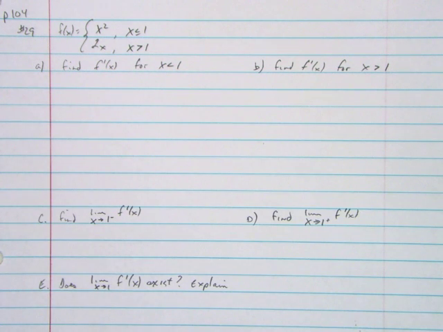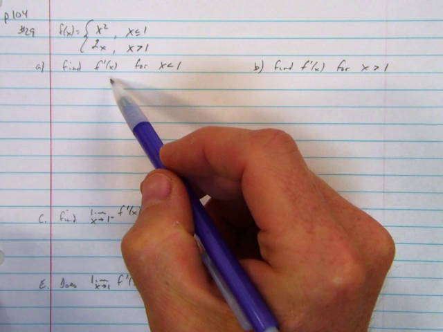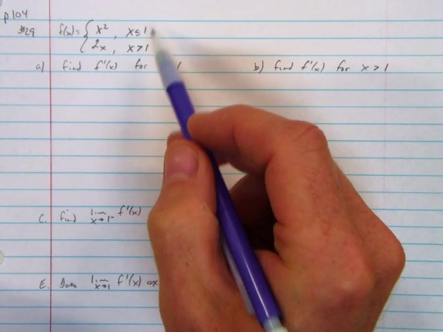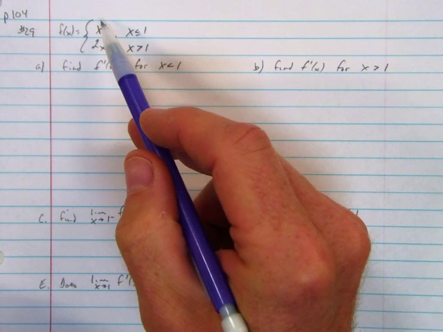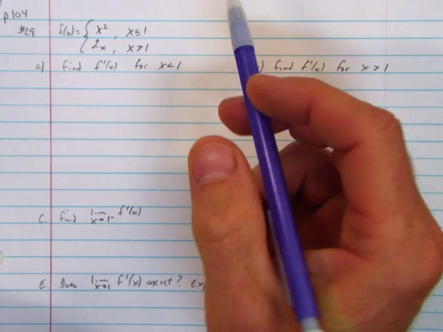This is a great problem that you need to know. First, we have some function. It's a piecewise function, and it says we're going to find the derivative for x less than 1. So we're not going to worry about what happens at 1. So we're dealing with this function, basically f of x equals x squared.